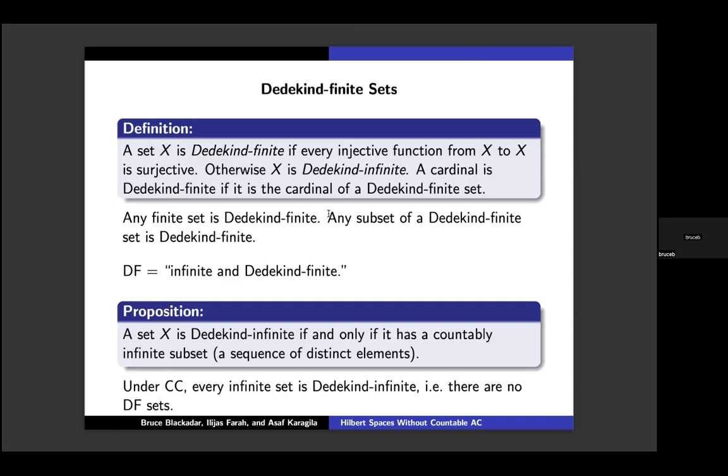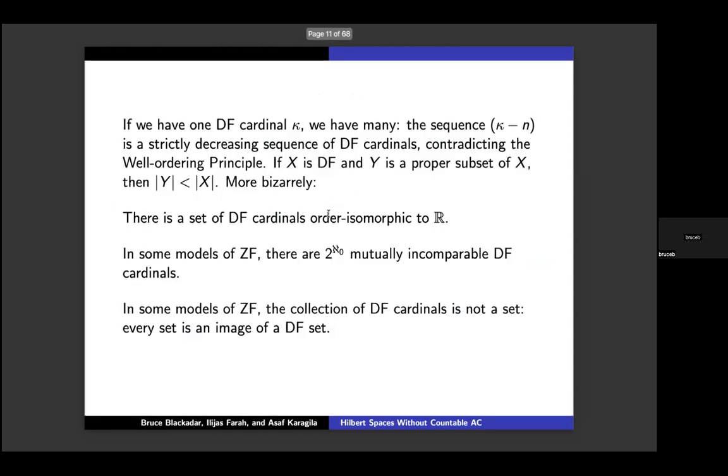But if you don't assume the countable choice, there are models of ZF that have Dedekind finite sets. And if you have one DF cardinal, then you have a lot of them, because you can take a Dedekind finite set and remove a finite number of elements out of it, and you get a set of strictly smaller cardinality. And so you can actually get a strictly decreasing sequence of DF cardinals, which contradicts the well-ordering principle.